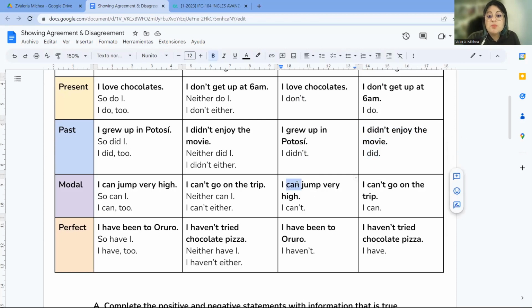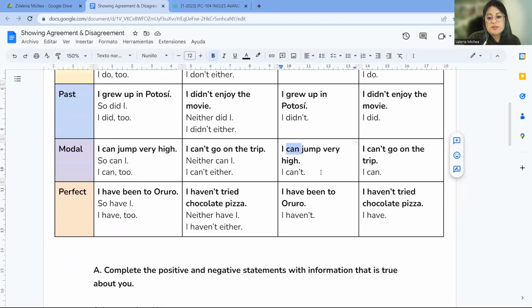What happens when you have a modal verb? Someone says, I can jump very high, but I can't. I'm not sporty, as you can see, as you know. So I could say, I can't. So I don't agree with you. If someone says something negative, I can't go on the trip, but I can. I have time, I have the money, so I can say, I can. As easy as that. All right, so it's easier to disagree than to agree, as you can see. You have many options to agree and only one for disagreeing.